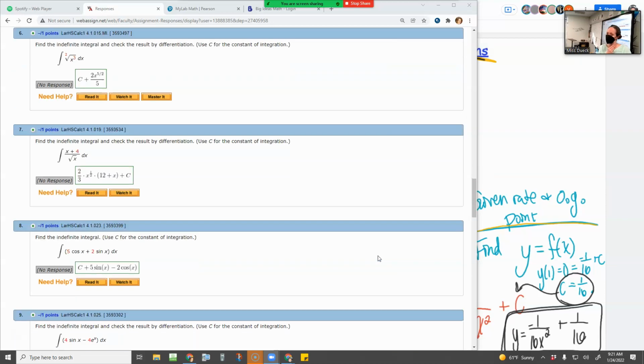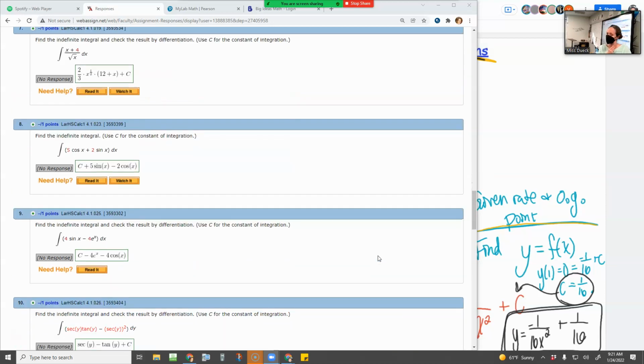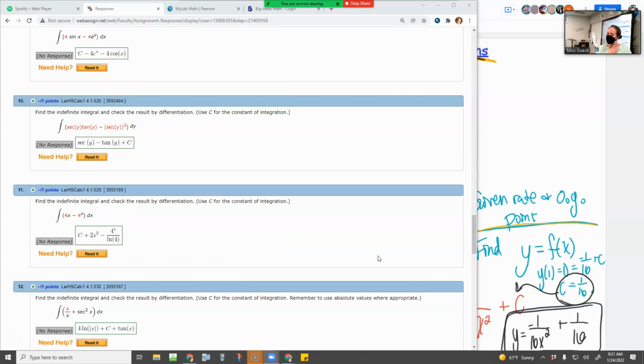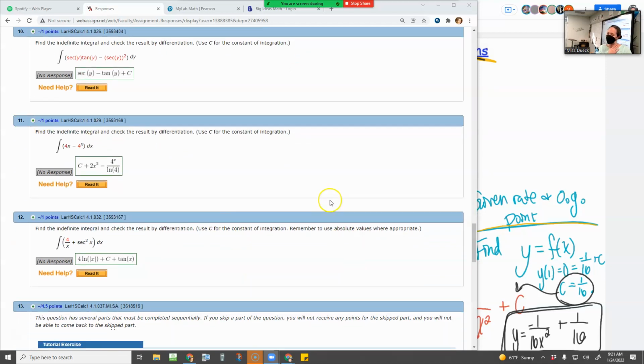These answers are not mental math. They're not done very quick. They take time. Some of them are just plugging in rules, but some of them take a bit more work. Ooh, especially like number 11.